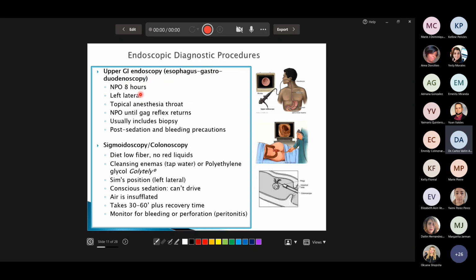This is an invasive test, of course. All those tests require consent. The patient needs to be NPO because the stomach must be empty to see the stomach from inside.